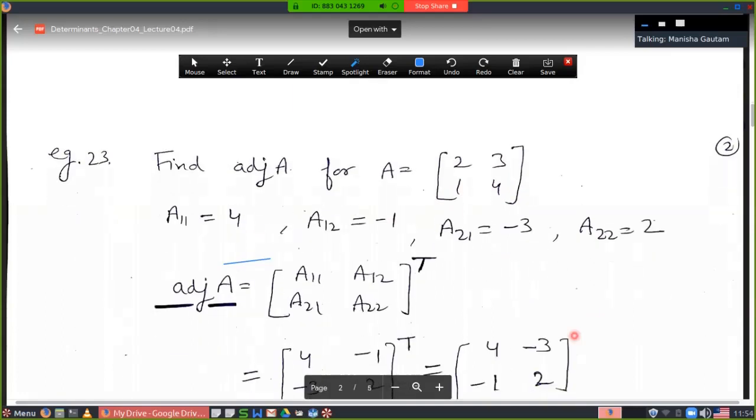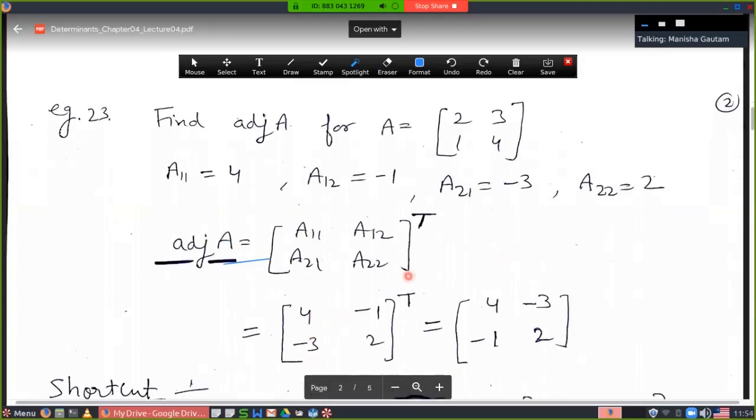Now replace 2 by 4, 3 by minus 1, 1 by minus 3, and 4 by 2. It means each and every element of the given matrix is replaced by its cofactor. You will get a new matrix. The next step is to take the transpose of this matrix. Transpose means rows become columns and columns become rows. First row becomes first column, second row becomes second column. Now the new matrix formed has elements 4, minus 3, minus 1, 2. This matrix is known as the adjoint of matrix A.